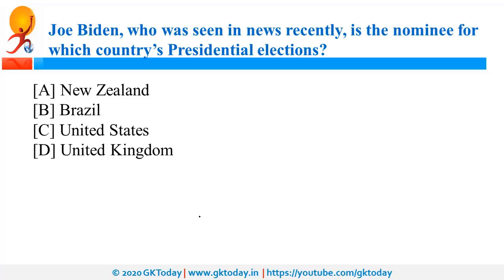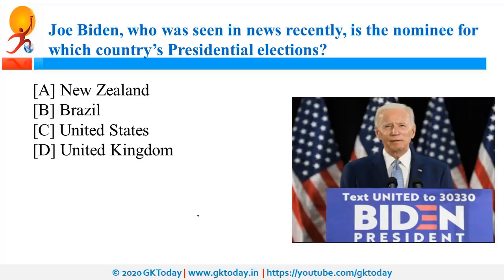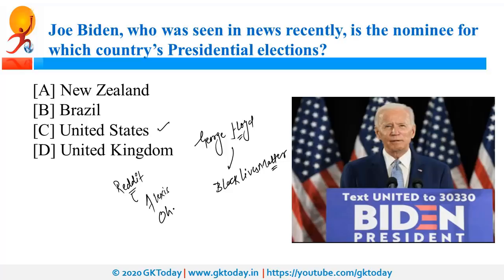Joe Biden, who was in news, is the nominee for which country's presidential elections? So he is the official nominee from Democrats in USA for the presidential elections, and from Republican side, Donald Trump is seeking re-election. Now USA was also in news because of the death of George Floyd, and after his death, the Black Lives Matter movement was in news again.